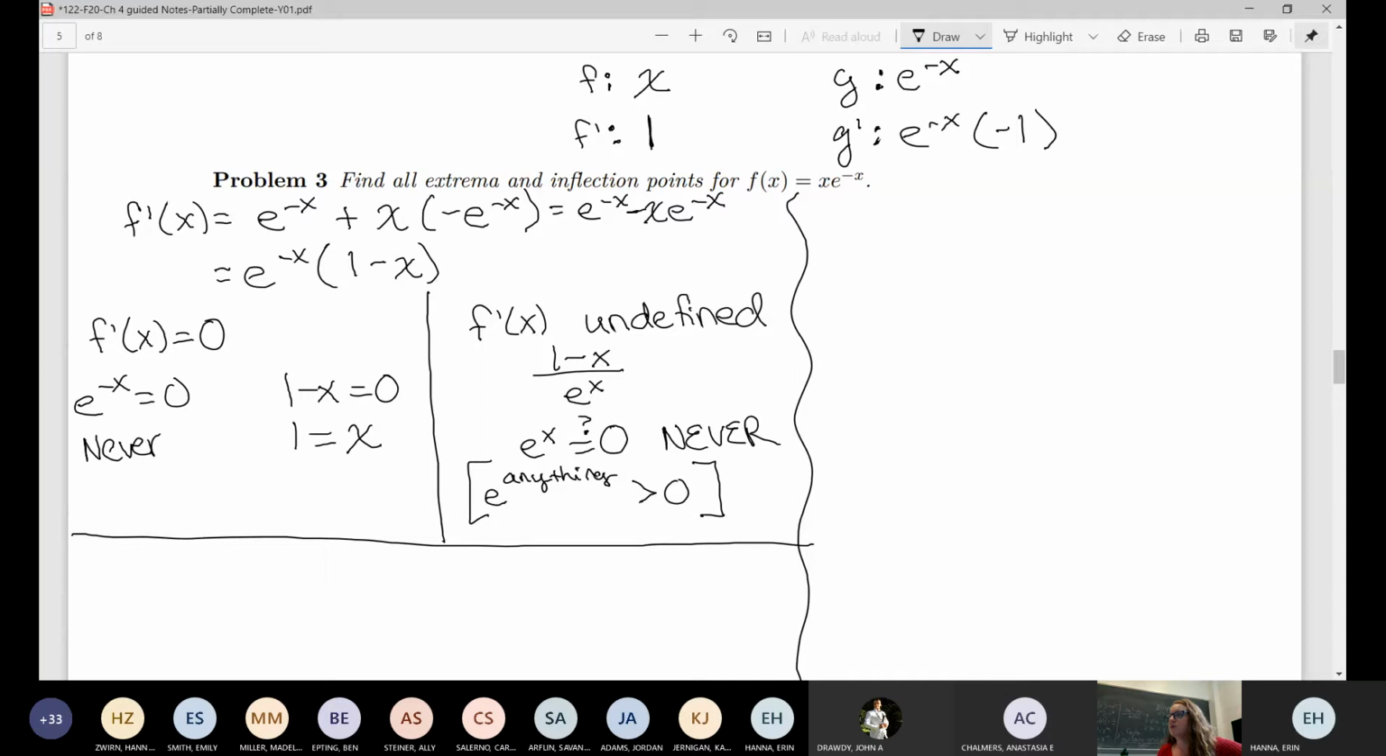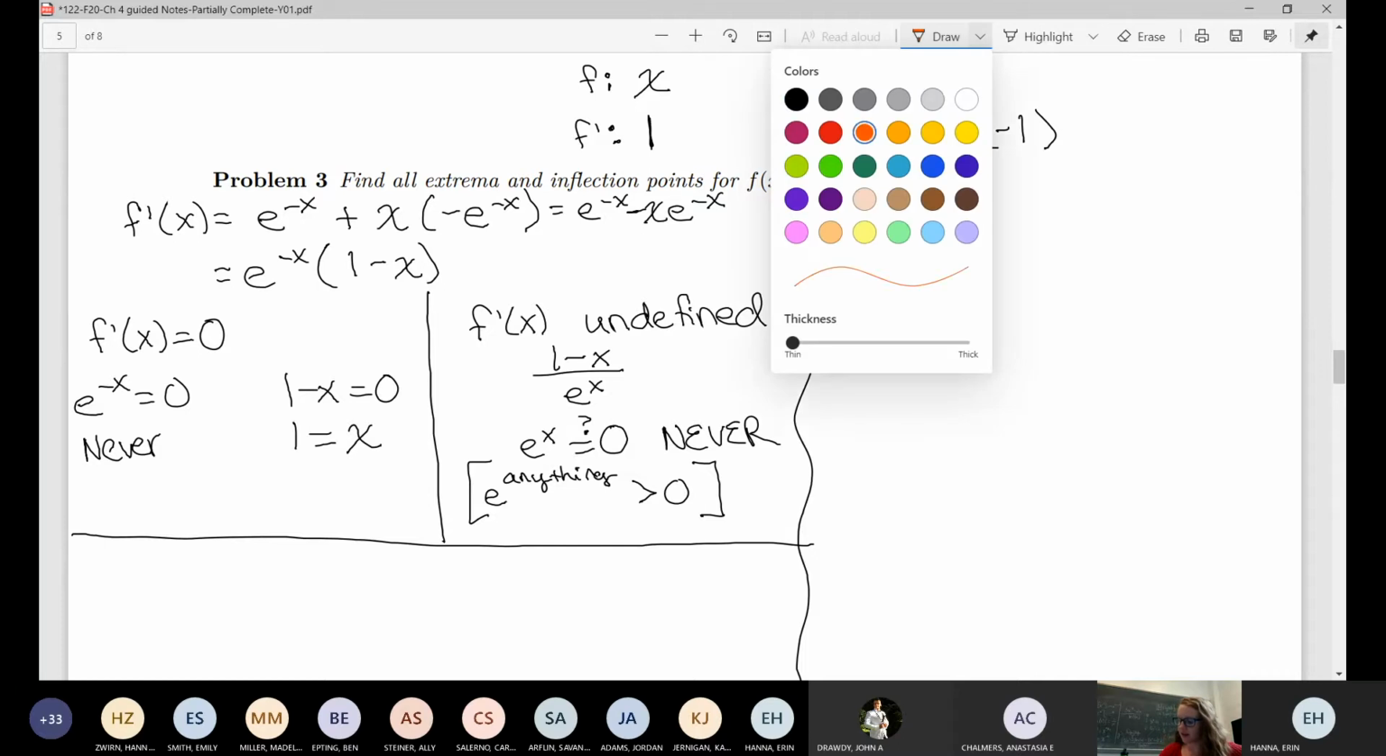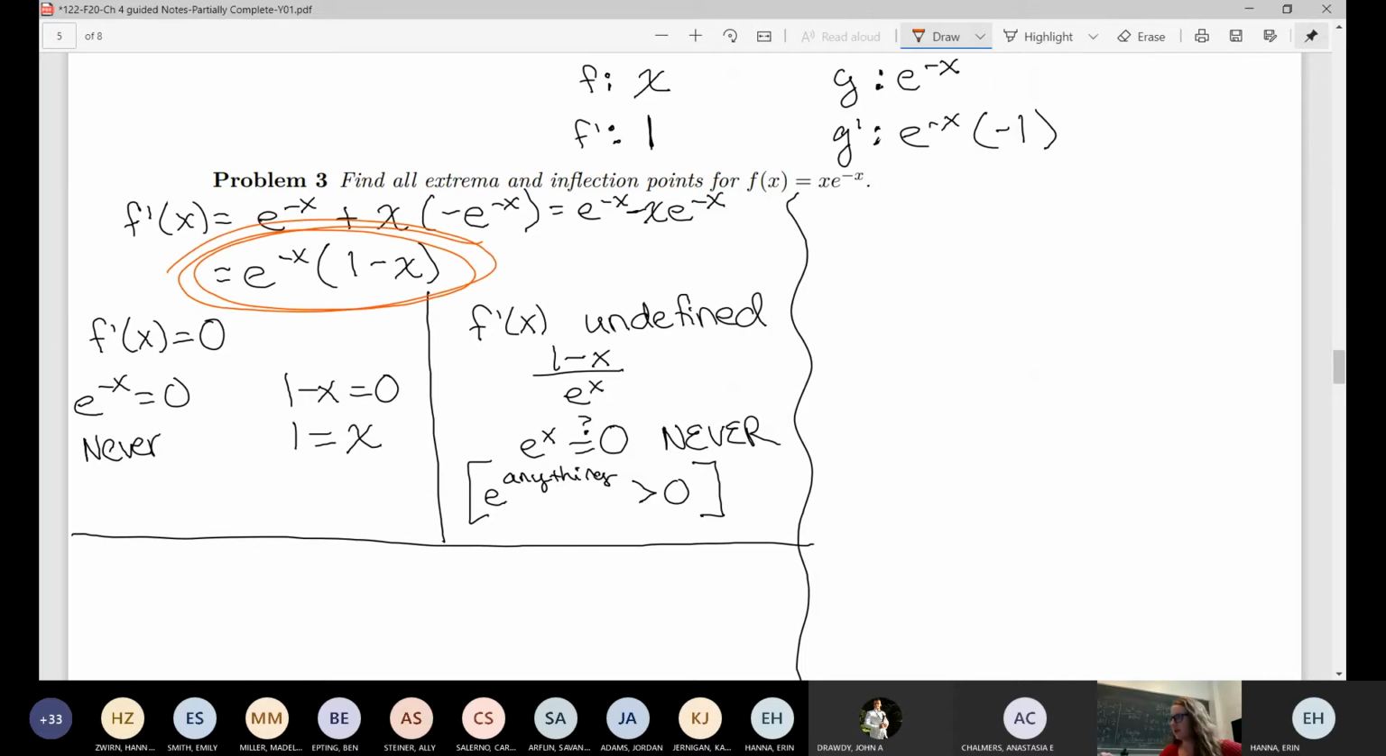I want to be careful with saying don't work with it anymore. It doesn't get us a critical point, but we are going to need to take that entire derivative later. So it's not like it can disappear, but it just didn't get us anything for the equals 0 part. But it can't go away. Okay, thank you.